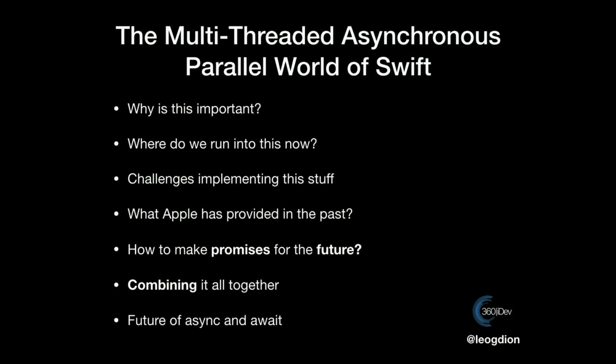But we're going to get into why this stuff is important to know and get into a little history lesson on technology. And then we'll talk about specific cases of where we run into this now. And then we'll talk about the different challenges we typically face when doing any of this kind of development, what APIs Apple has provided in the past, and then we'll talk about promises and futures. No talk this week is complete without touching on SwiftUI in some capacity, so we're talking about the Combine framework. And then a little bit at the end, we'll talk about async and await.